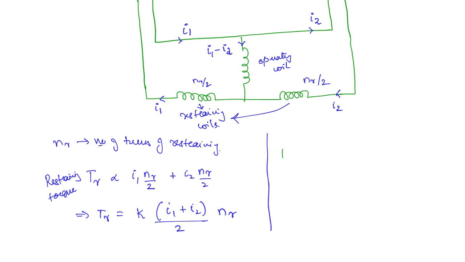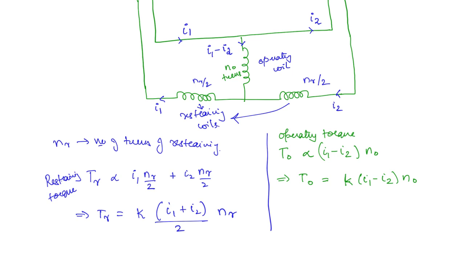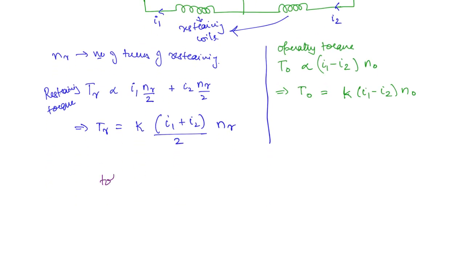Then what about the operating coil? The operating torque T naught will be proportional to I1 minus I2 into N naught, where N naught is the number of turns of the operating coil. Here also, with the same constant of proportionality, this is K into (I1 minus I2) into N naught. And what will be the total torque? The total torque will be the operating torque minus the restraining torque, and this should be greater than 0 for the relay to operate.